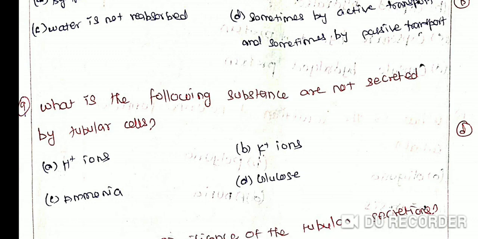Which of the following substances are not secreted by the tubular cells? Option A, hydrogen ions. Option B, potassium ions. Option C, ammonia. Option D, glucose. The correct answer is option D, glucose. Explanation: during urine formation, the tubular cells secrete substances like hydrogen, potassium and ammonia into the filtrate in the proximal convoluted tubule and the distal convoluted tubule.